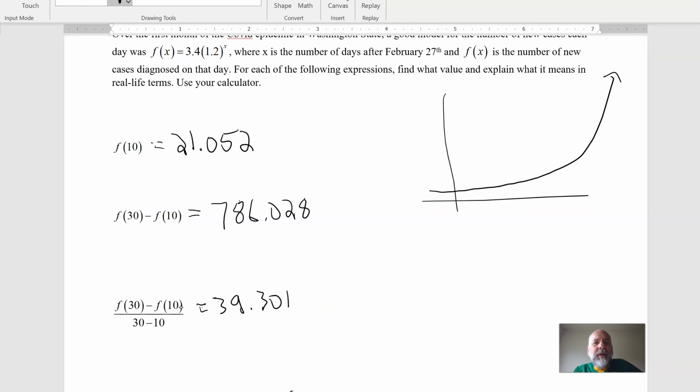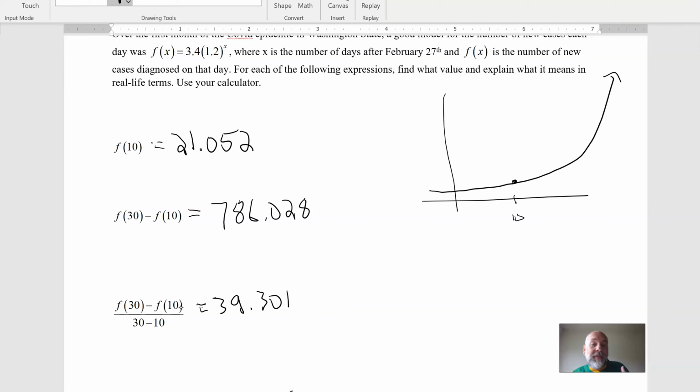And so if you think about it, what is this thing saying? When you go to 10 here, the model is giving us an answer of 21.052. What this says is that 10 days after February 27th, the model predicts that there would be 21-ish new cases that day. Obviously, it's not going to be perfect. This data wasn't exactly on here. It was kind of scattered around there. It was actually pretty exponential, though. The R squared was very good, and so a decent approximation of the number of new cases 10 days after February 27th was that.